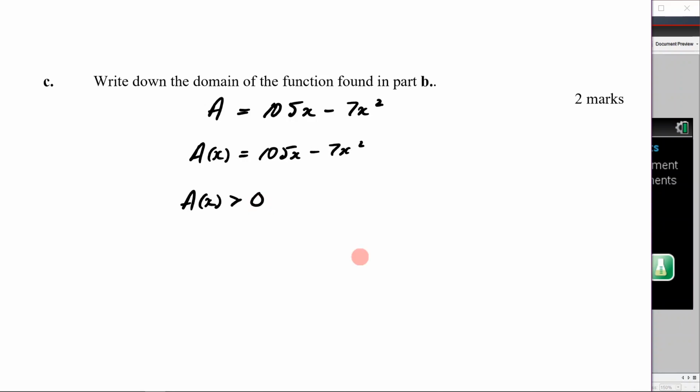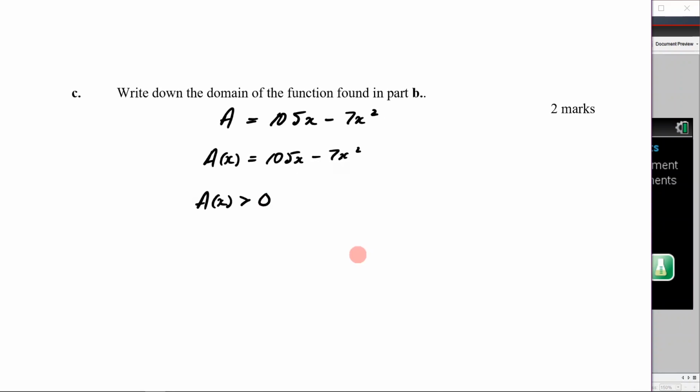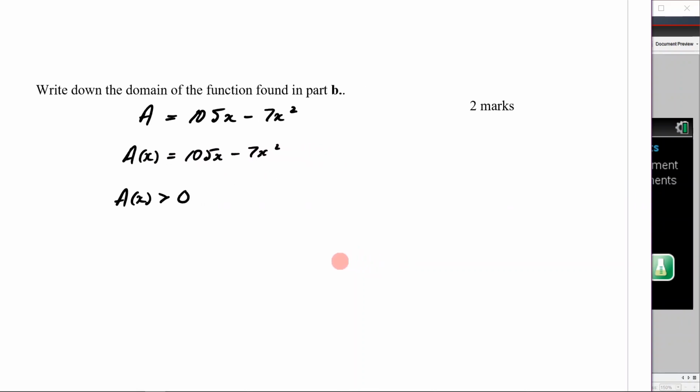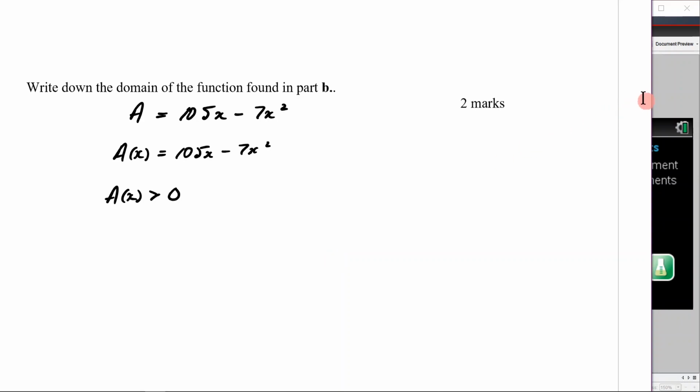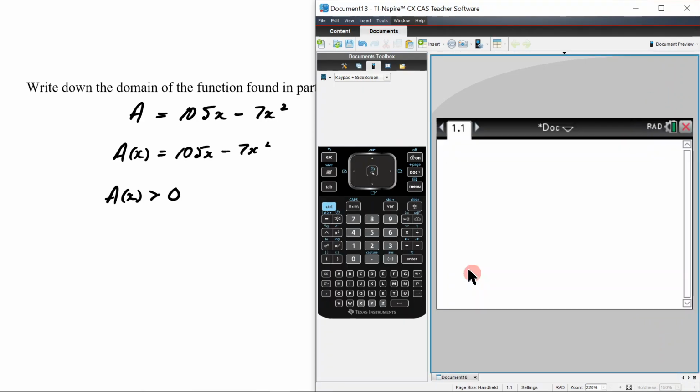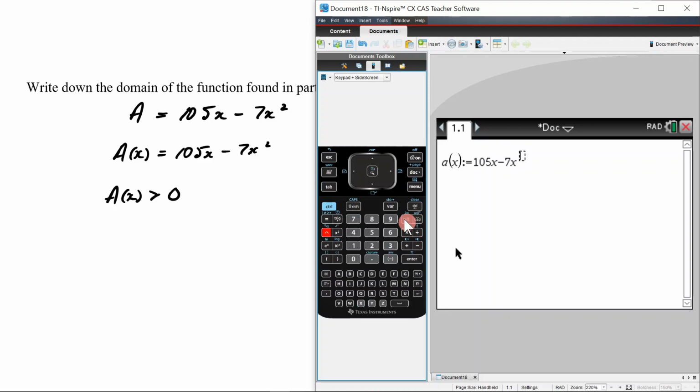The next thing that I would do here is to help us visually understand what we're dealing with, which is to give our graph a sketch. And remember, we've got our trusty CAS calculator here. So let's come over here and define our function. So we have A of x, control this button, 105x minus 7x squared. Perfect.